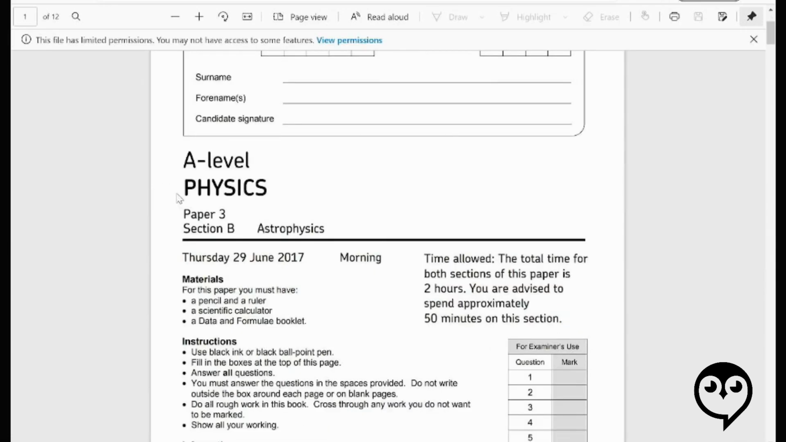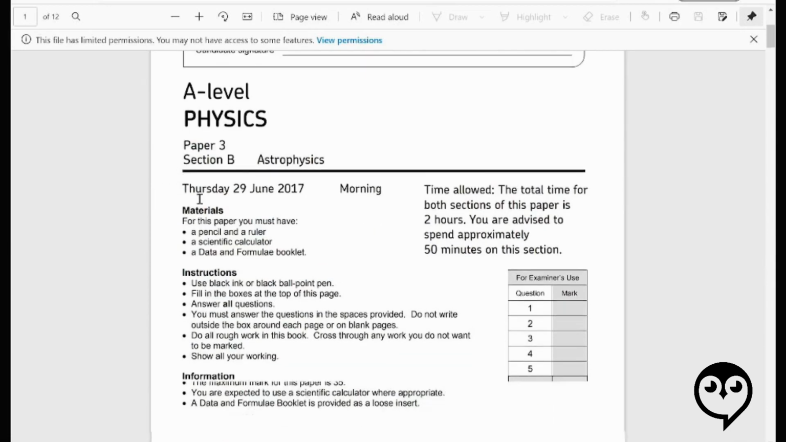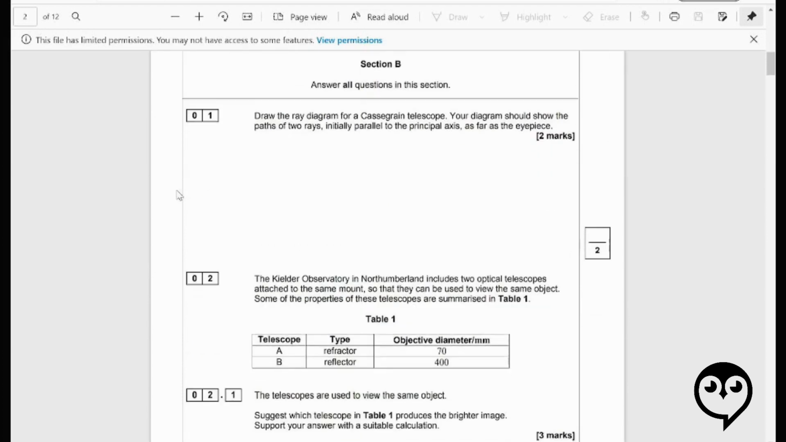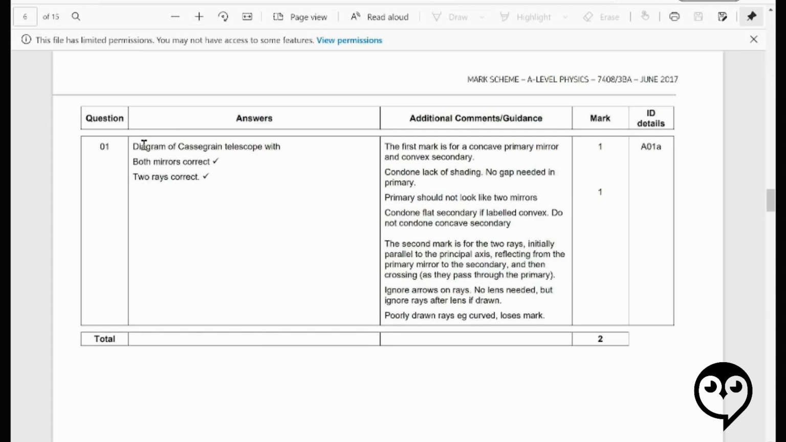Next, I've got paper 3 and section B, the Astrophysics from the AQA 2017. Draw a ray diagram for a Cassegrain telescope. I can't draw on here, but I can at least show you a picture. Your diagram should show the path of 2 rays initially parallel to the principal axis as far as the eyepiece. And of course, the mark scheme's useless because there's no actual diagram.